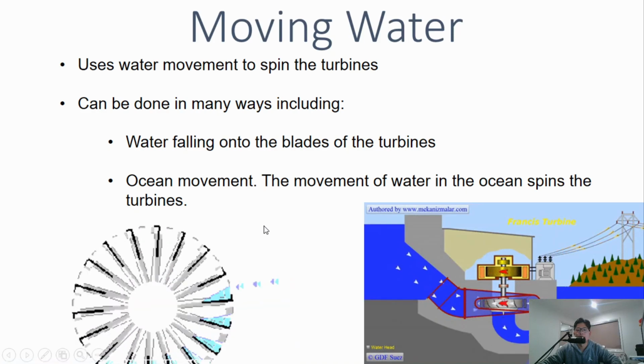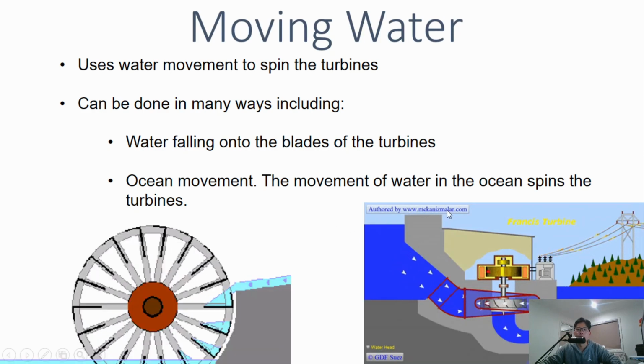Ocean movement is another common way we can use this. As we can see in the bottom right, we're just using the flow of water. This can often be done using tidal changes or the movement of waves. And this movement of water in the ocean spins the turbine, also generating an electric current.